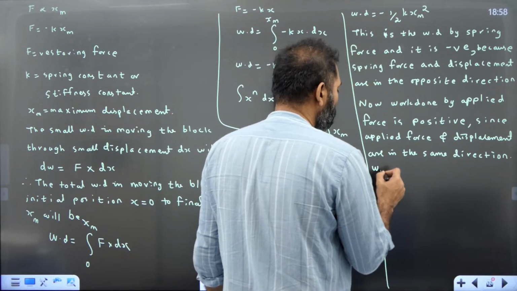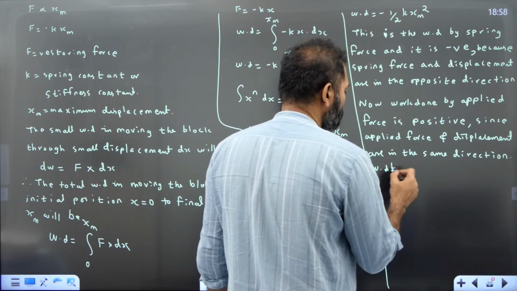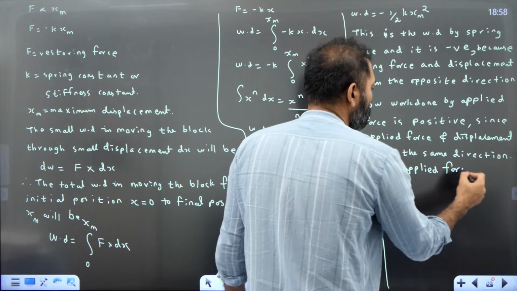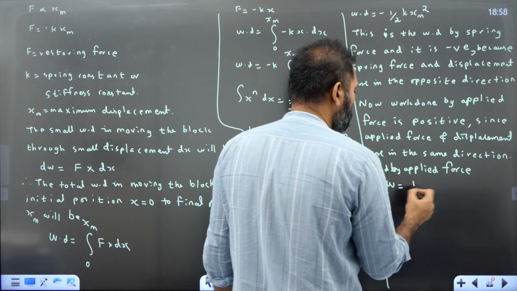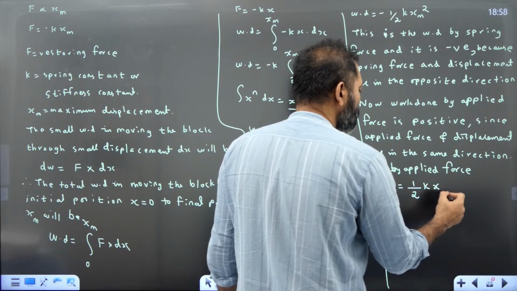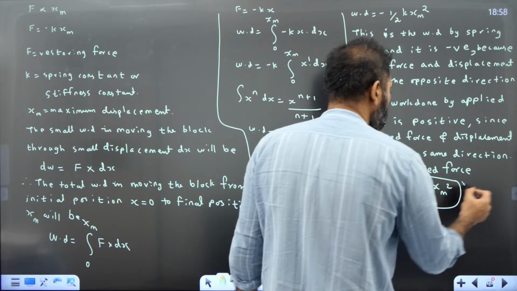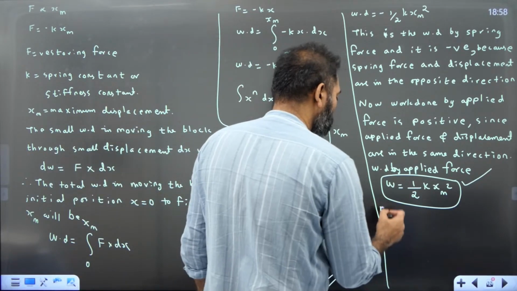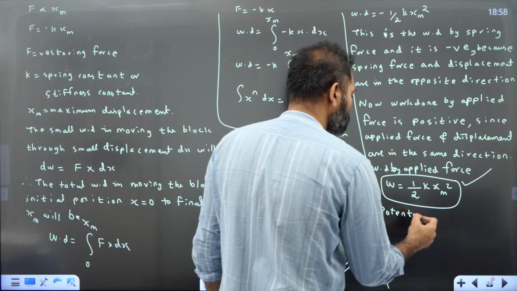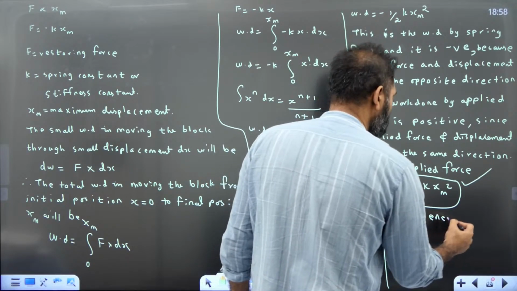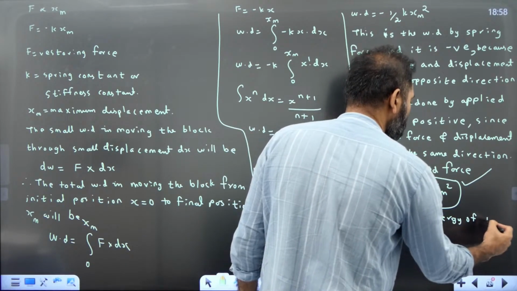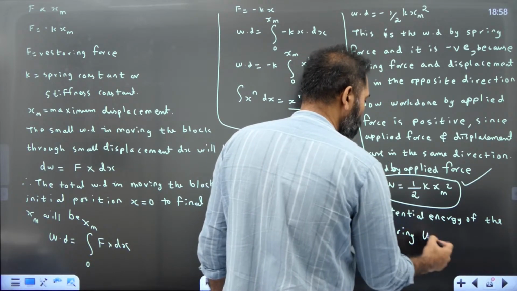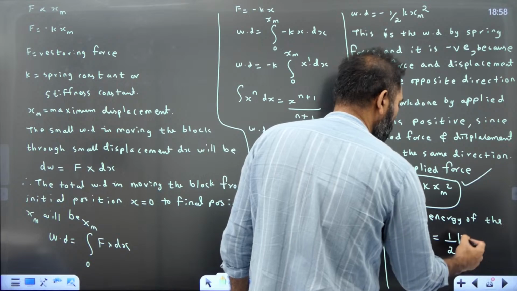So work done by the applied force is W equal to half k x suffix m square. This is the work done by the applied force. Now, potential energy of the spring: potential energy of the spring U is equal to half k x suffix m square.